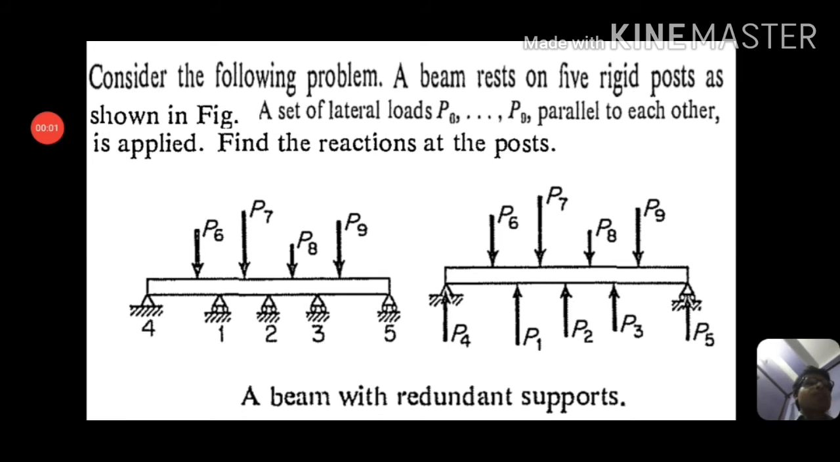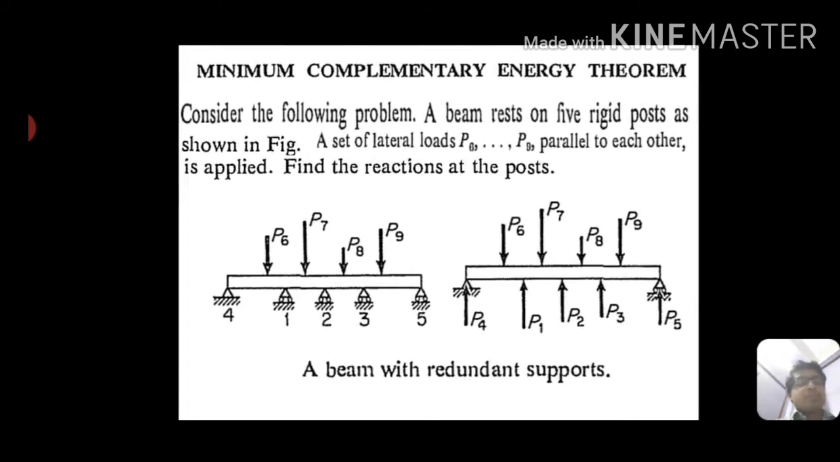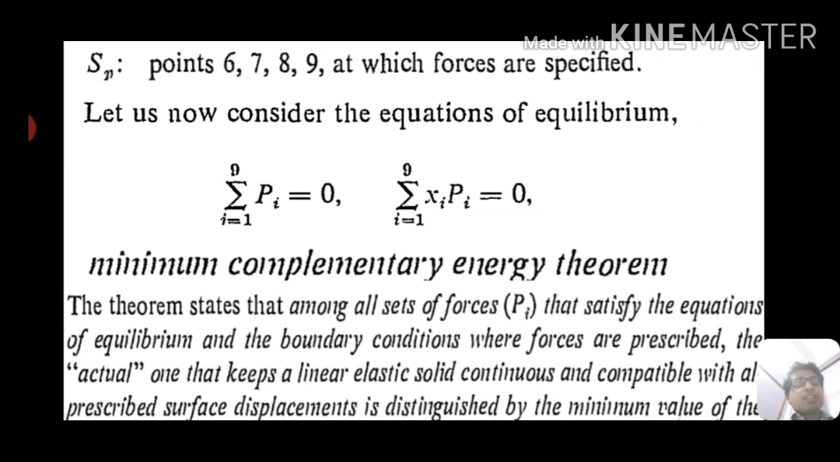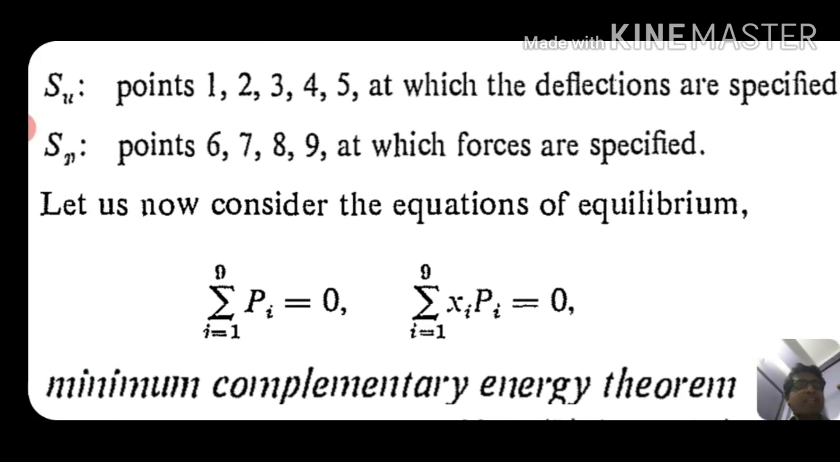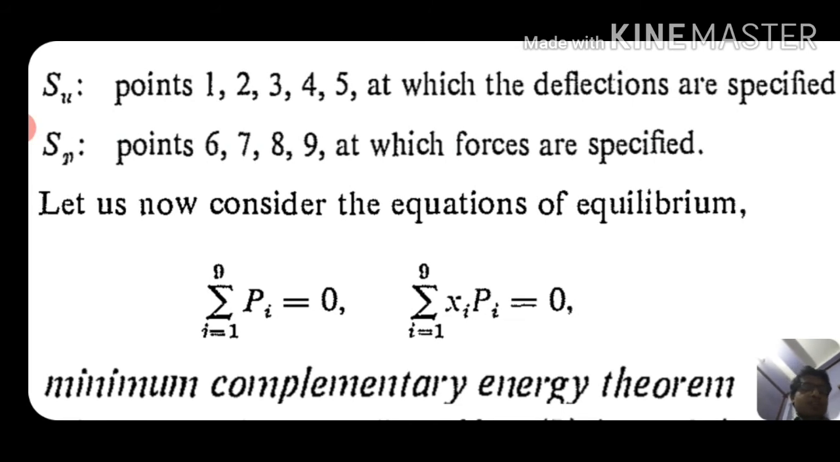Now we begin by saying the problem in the figure is to find the forces and deflection in the beam under the forces specified at points 6 to 9. Next, Su is the set of points 1, 2, 3, 4, 5 at which the deflections are specified, and Sp, the points 6, 7, 8, 9 at which forces are specified.